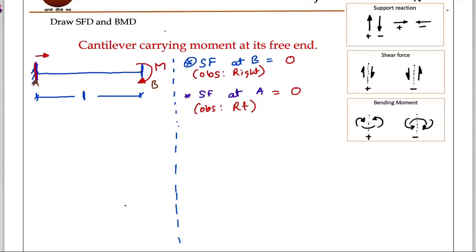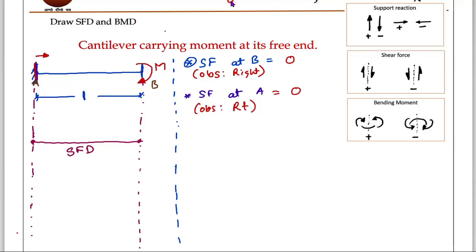Therefore, I can now draw the shear force diagram. The diagram will be just one horizontal line. What is the shear force at B point? 0. What is the shear force at A? 0. Therefore, you will not get any diagram for SFD. Over. Right? Now we have understood the SFD for this beam.